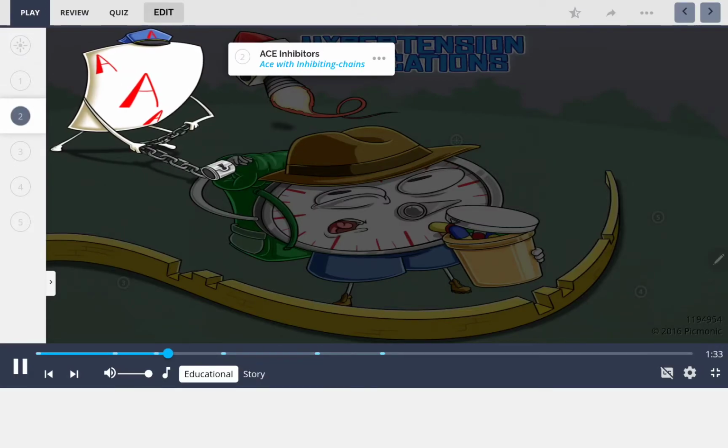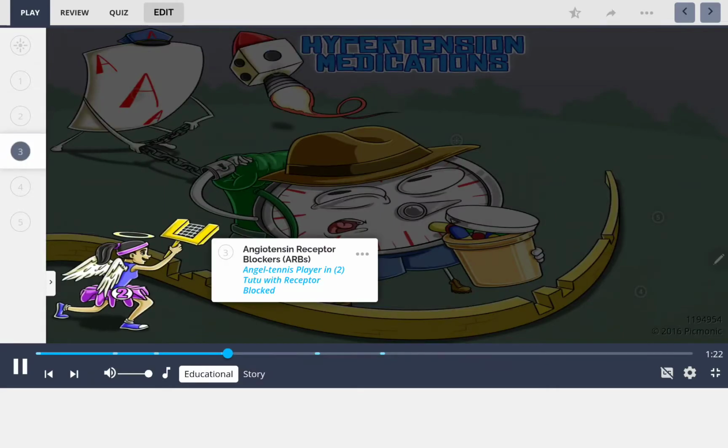Angiotensin-converting enzyme inhibitors, or ACE inhibitors, depicted by the ACE with inhibiting chains, primarily work by lowering the amount of angiotensin II in the body. Angiotensin II receptor blockers, or ARBs, are represented by the angel tennis player in 222 with receptor blocked. This class of antihypertensive medications prevents angiotensin II from attaching to the AT1 receptor.